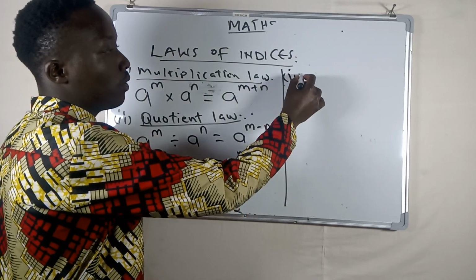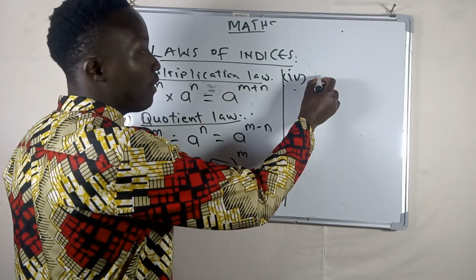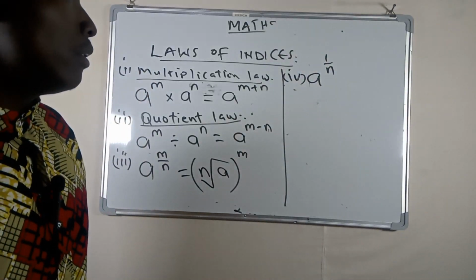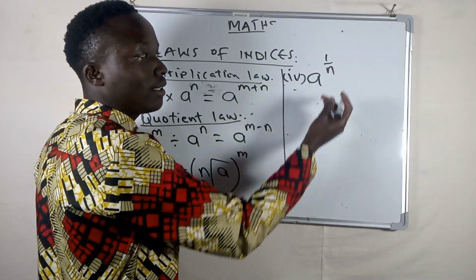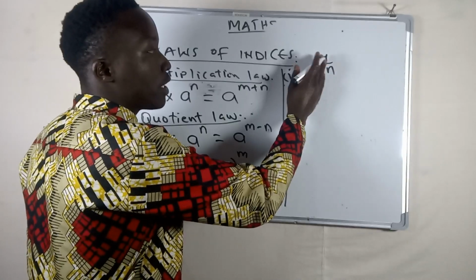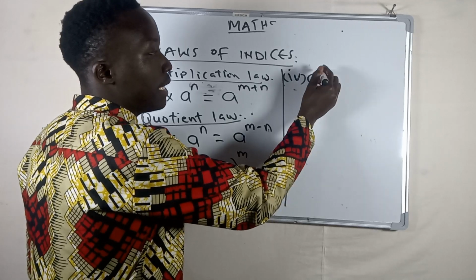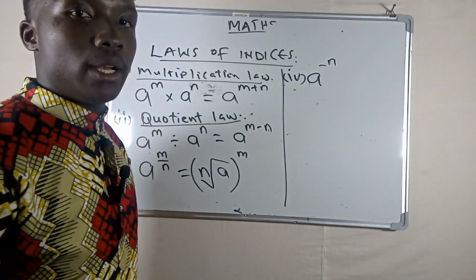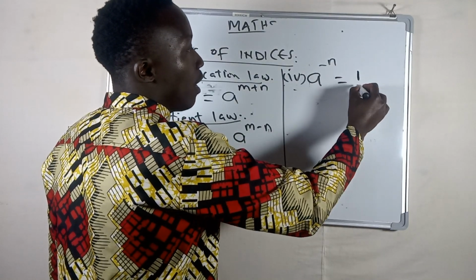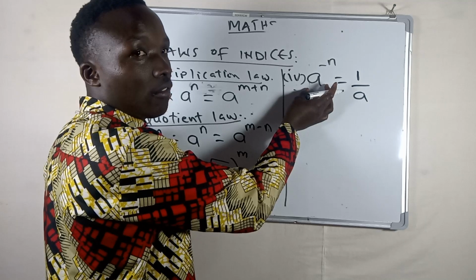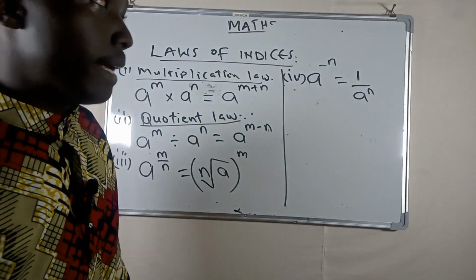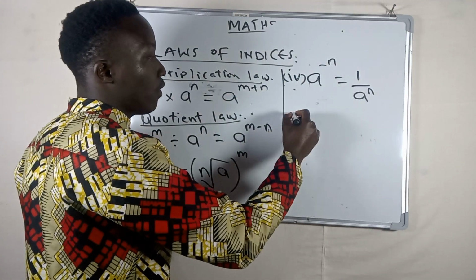The fourth rule is that when we have a number raised to a power that is a fraction whose numerator is 1, or when we have a number such as a raised to a negative power, it is the same as 1 over a. We take the reciprocal of the number, then the power becomes automatically negative. We can have that as the fourth rule.